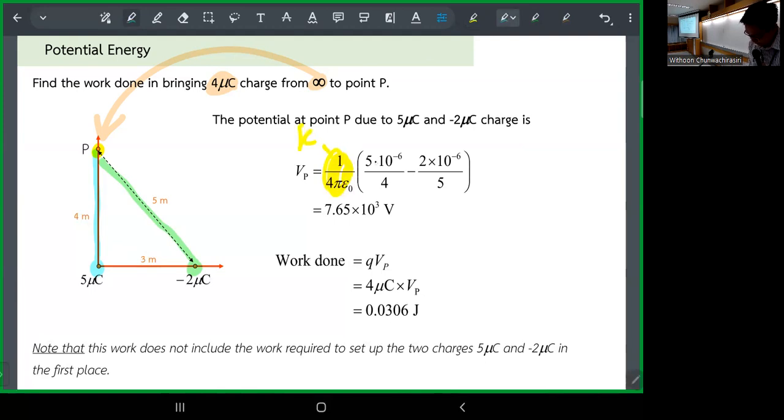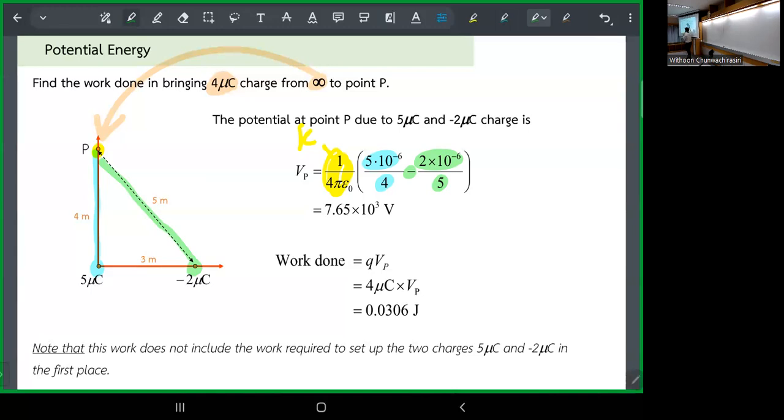Let me do the blue: 5 microcoulomb divided by 4 meter, followed by the green. Don't forget the negative sign, guys. That's important all the time, every time you calculate the potential. And as you can see at the end, the net is positive. So that means location P is higher than 0.